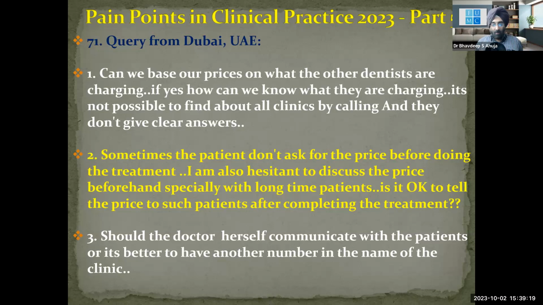Should the doctor herself communicate with the patient, or is it better to have another number in the name of the clinic? It is ideally better to have a different clinic number. These days possession of a landline has gone out of fashion, so people keep cell numbers also different for the clinic. Personal number should not be used. Of course, you may give it to a few close patients, few VIP patients. But then they are the ones who are going to trouble you in the middle of a movie, in the middle of travel, or somewhere in a party where you are busy. So choose your demons wisely. Everything will have pros and cons. Ideally, better to have a separate clinic number, be it a landline, be it a mobile phone.